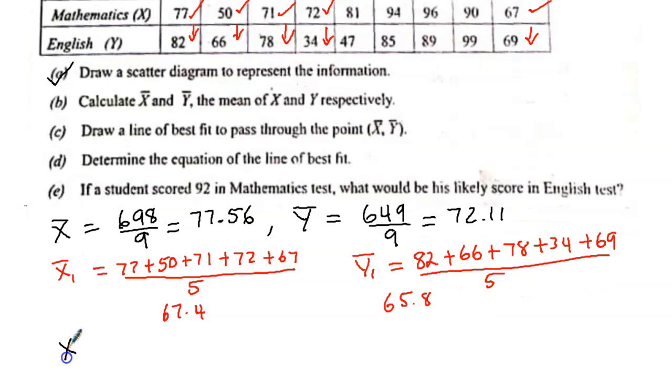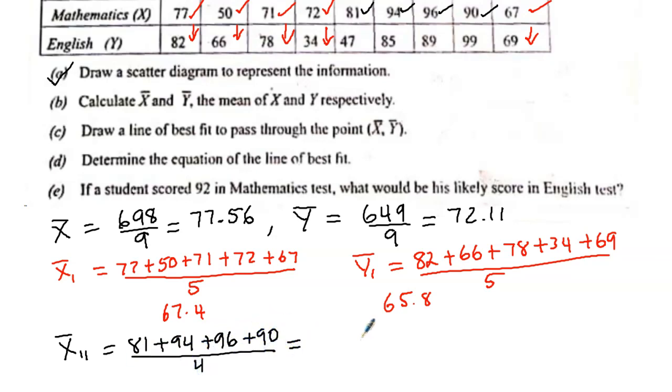We will also calculate x bar 2, the numbers that are above the mean for x, which is the mathematics. So the numbers that are above are the rest of the numbers. The question didn't ask us for that, but that's a way that we are able to draw the line of best fit. Divide this by 4. That will give us that, and then y bar 2 will be the corresponding values.